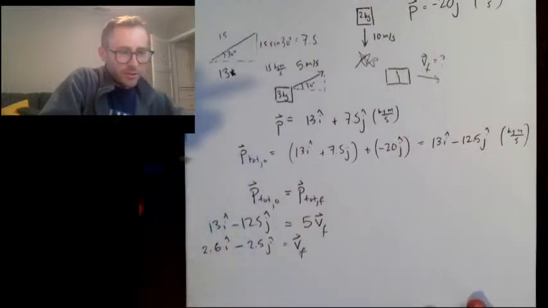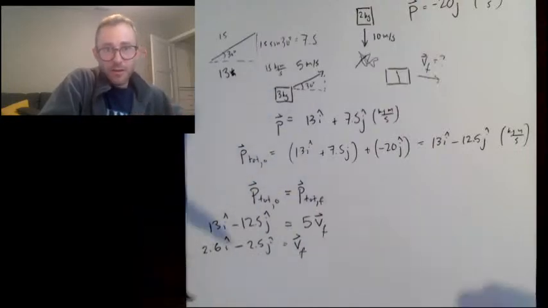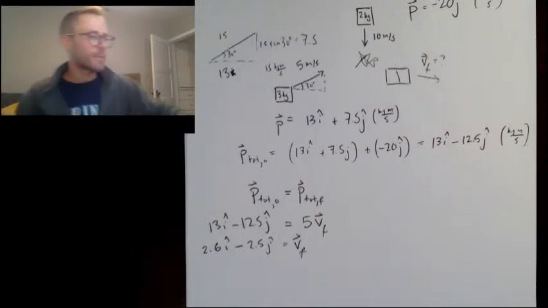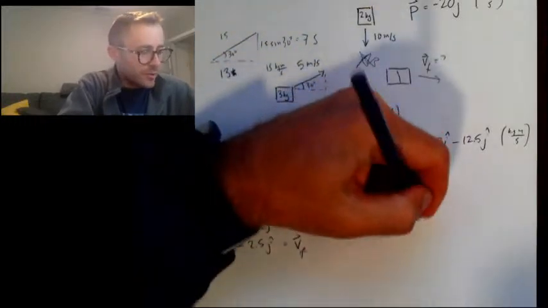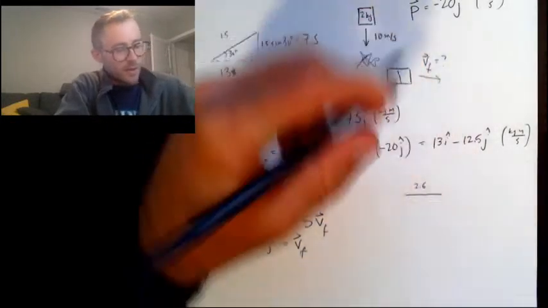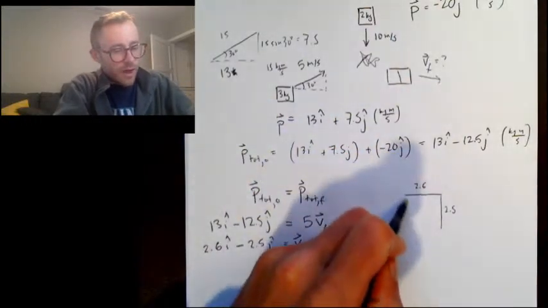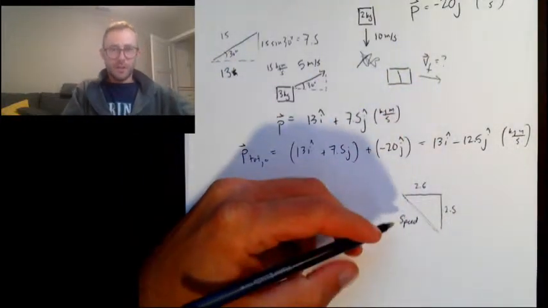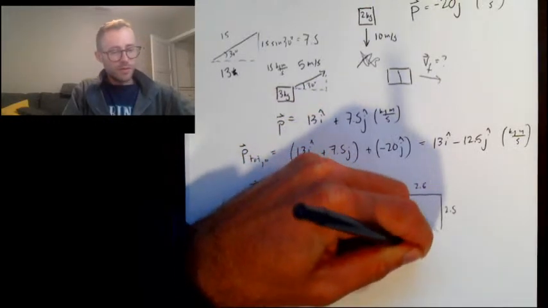One of the things I might ask, instead of what is the final velocity vector, I might ask what is the final speed of the pair once they collide. All right? And so in that case, well, we know that this velocity goes over 2.6, and it goes down 2.5. Okay? And the hypotenuse is going to be the speed. So to get that speed, I could do the Pythagorean theorem, the square root of 2.6 squared plus 2.5 squared.